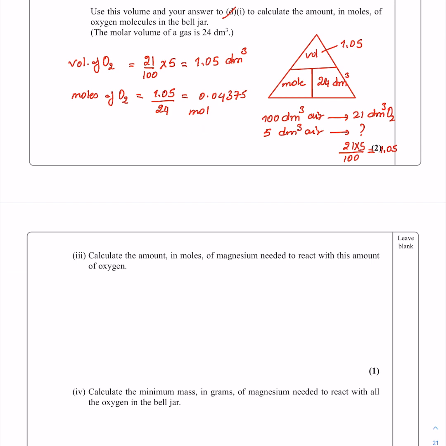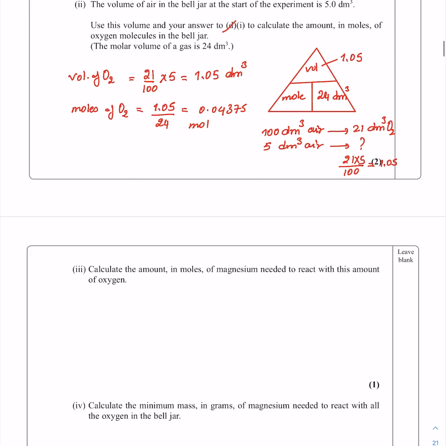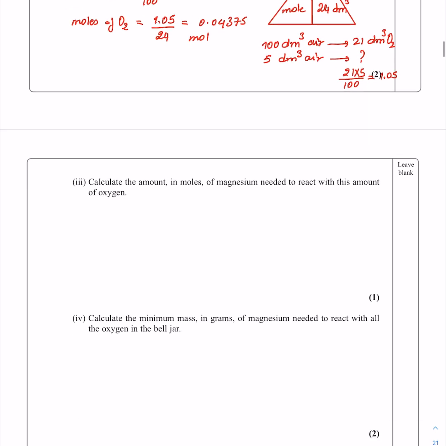Next, triple I: calculate the amount in moles of magnesium needed to react with this amount of moles of oxygen. Well, the ratio between magnesium and oxygen in the equation is 2 to 1. So if we multiply the moles of oxygen by 2, we get the moles of magnesium, because the ratio is 2 to 1. So 2 times 0.04375, so the answer is 0.0875 moles.